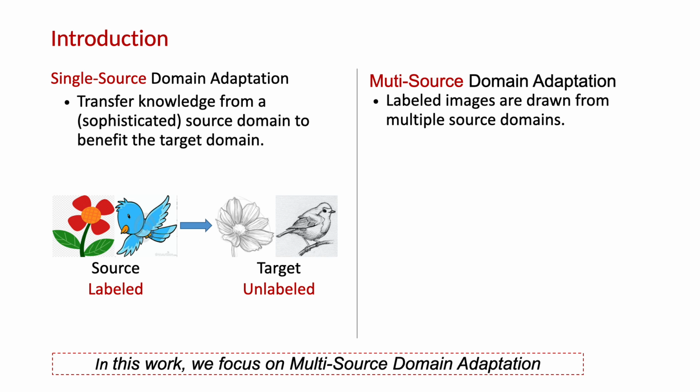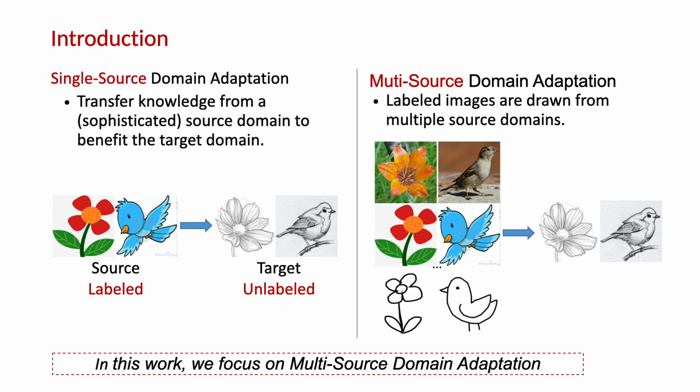Single-source domain adaptation aims at transferring knowledge from a sophisticated source domain to benefit the target domain. For multi-source domain adaptation, labeled images are drawn from multiple source domains. Multiple source domains also provide richer information for the task of the target domain. In this work, we focus on multi-source domain adaptation.